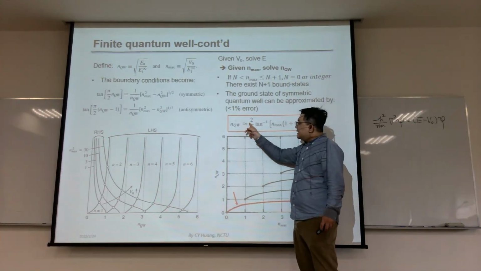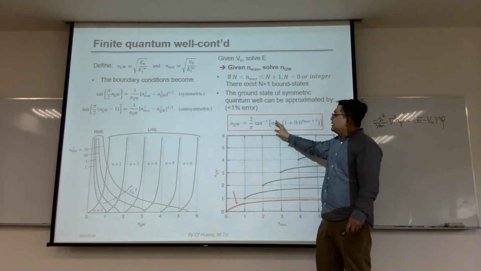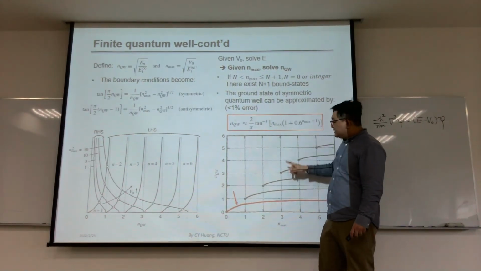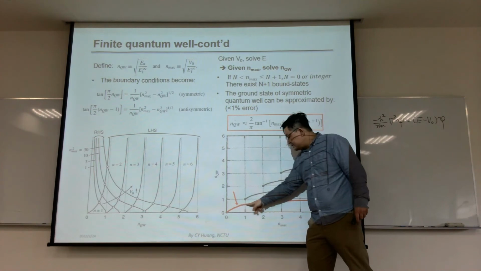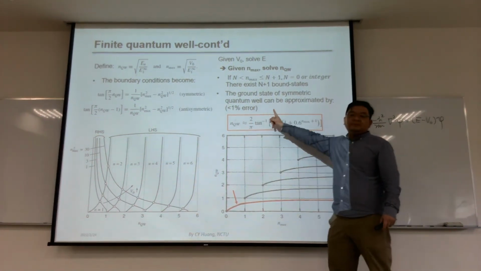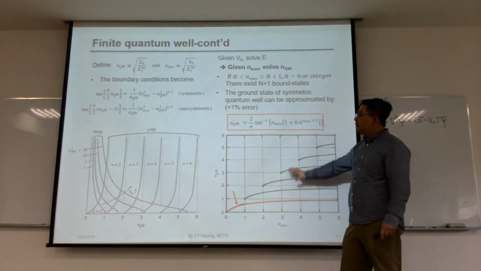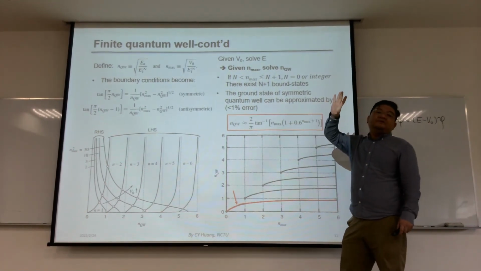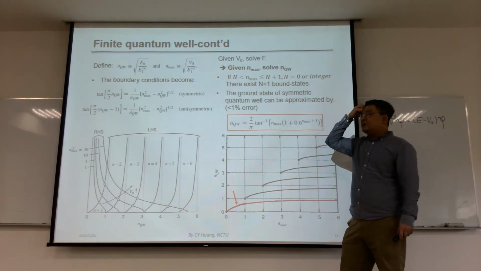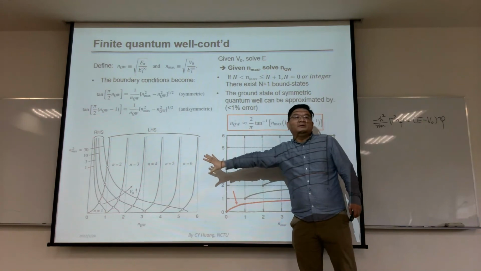So this is roughly the symbol of roughly. Because this is a very good approximation, because this equation describes the real curve with less than 1% error. So this is proven. In this case, as long as I give you the depth of the quantum well, you can directly calculate that. You don't really draw that from the bottom.